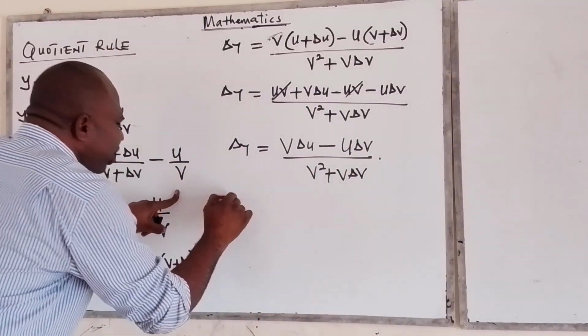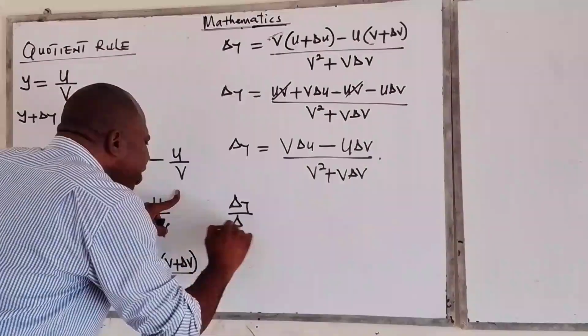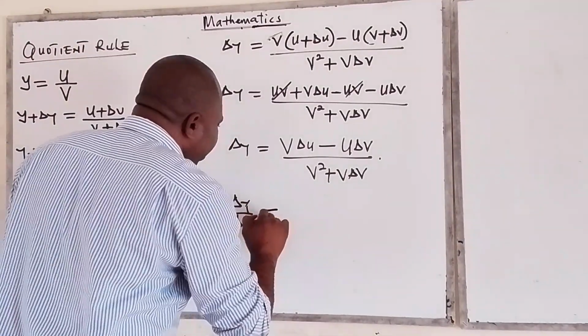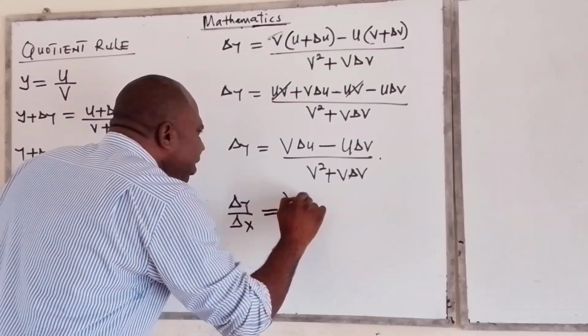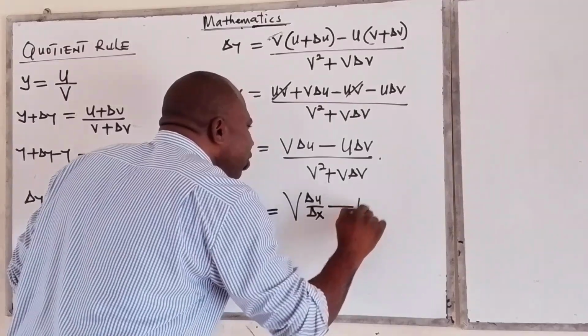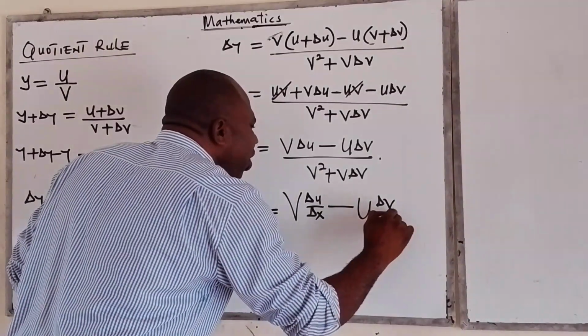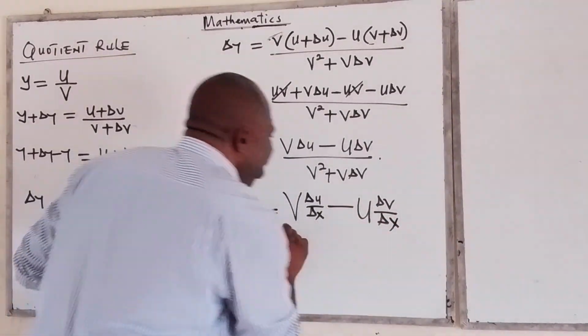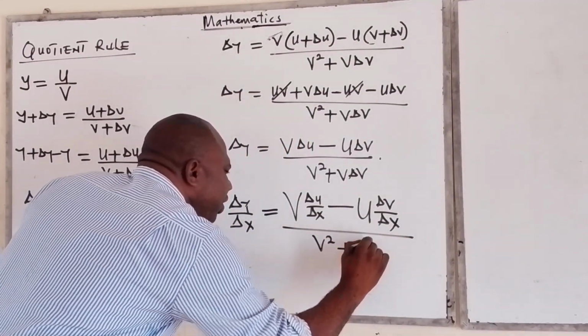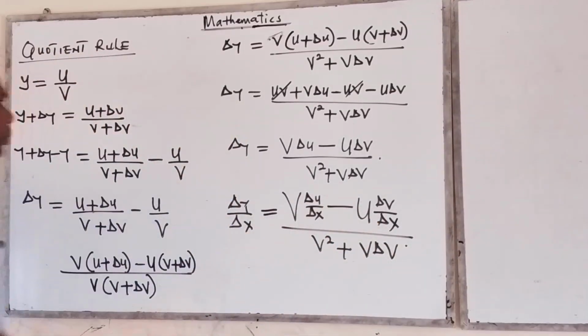Now let's look at change in y all over change in x. It is delta y all over delta x. This will be equal to v delta u all over delta x minus u delta v all over delta x all over, we have v squared plus v delta v.